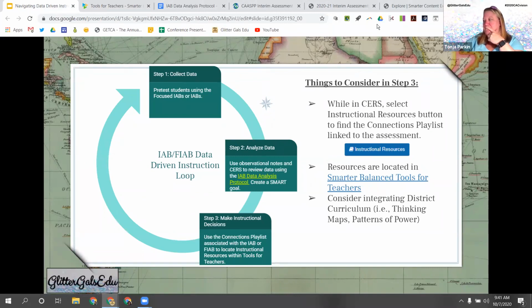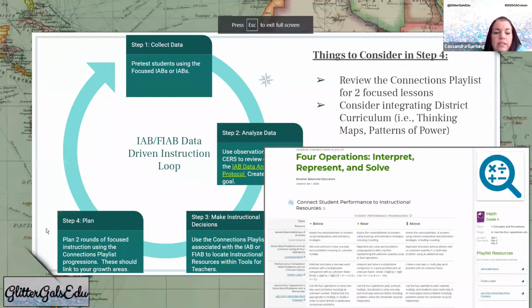Okay, perfect. Thank you. So step 3, I'm making the instructional decision. I'm deciding on 2 lessons right now. So I'm looking at what lessons I need to teach them and really hone in on. And then going to the next one is step 4, the actual plan, where I'm going to start implementing that plan. I plan 2 rounds of focused instruction using the Connections playlist or your district curriculum, whichever one will work for you. And these should link to your growth areas.